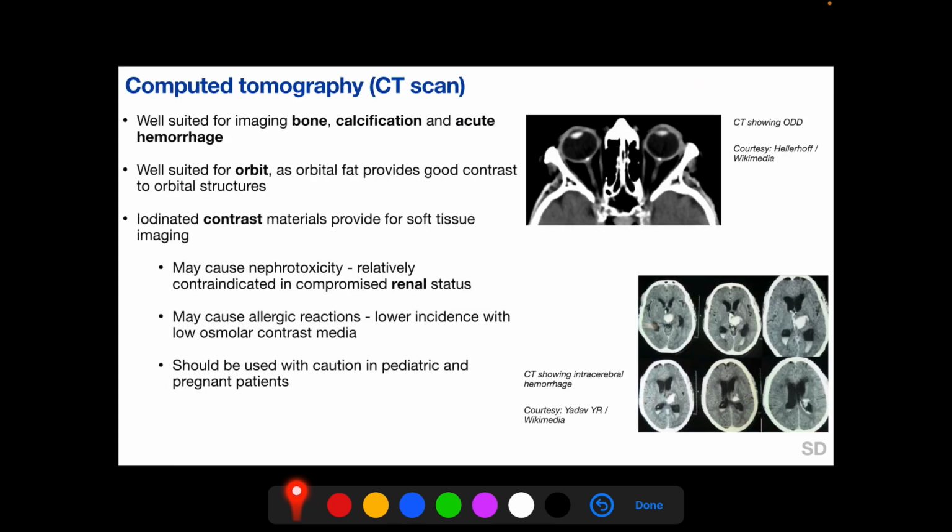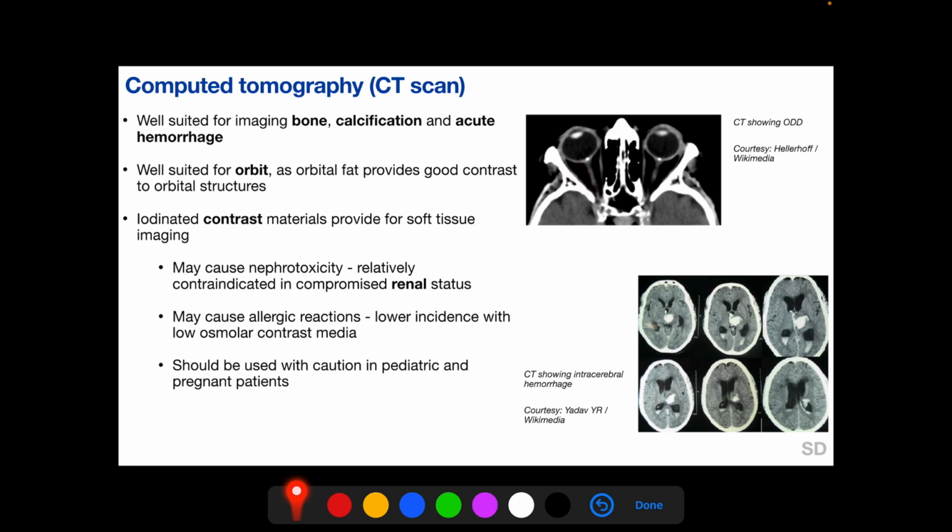Computed tomography or CT scan is well suited for bone, calcification and acute hemorrhage. These are not well imaged in MRI. It is well suited for the orbit as orbital fat is very radiolucent, providing good contrast to orbital structures. So orbital fat is very radiolucent and appears dark on the CT scan.